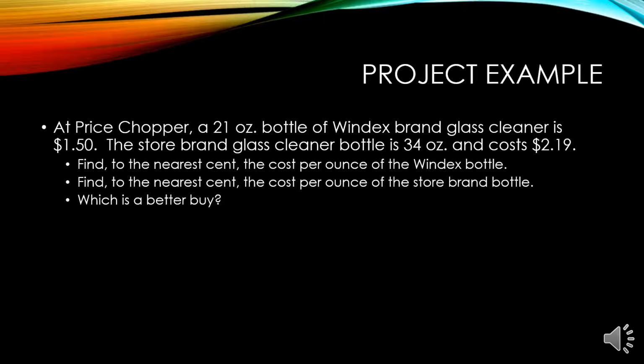Find to the nearest cent the cost per ounce of the Windex bottle. Then, find to the nearest cent the cost per ounce of the store brand bottle. And then, decide which one is a better buy. Remember that to the nearest cent would be 2 decimal places. Pause the video at this point to give yourself a chance to do the example on your own.